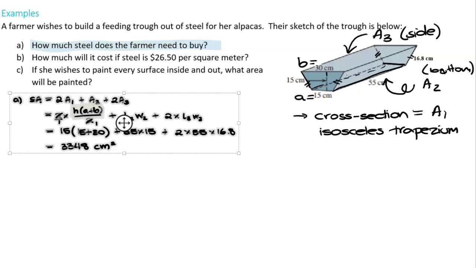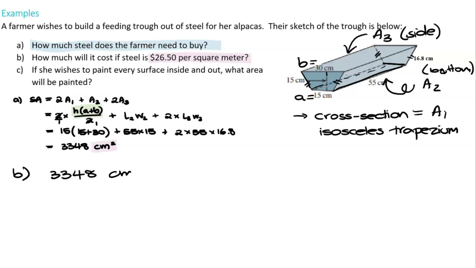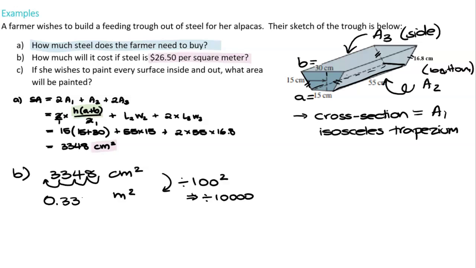Part B says, how much would it cost if steel is $26.50 per square metre? That's saying $26.50 per square metre, but I notice my area here is in centimetres squared. So I think the first thing we need to do to part B is to put 3,348 centimetres squared into metres squared. Now what do we divide by here? Hopefully you remember it's 100 squared. Remember 100 squared means 100 times 100, which is the same as dividing by 10,000, 4 zeros. Those 4 zeros tell us that we need to move the decimal place 4 times to the left, so that's 0.3348 metres squared.